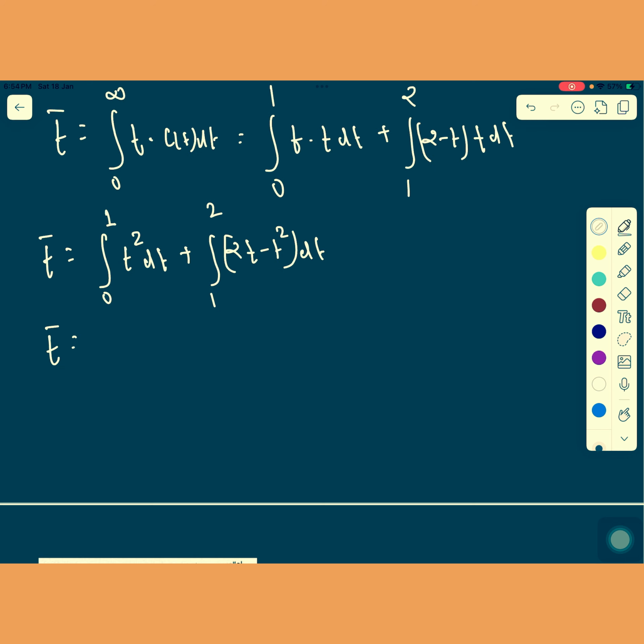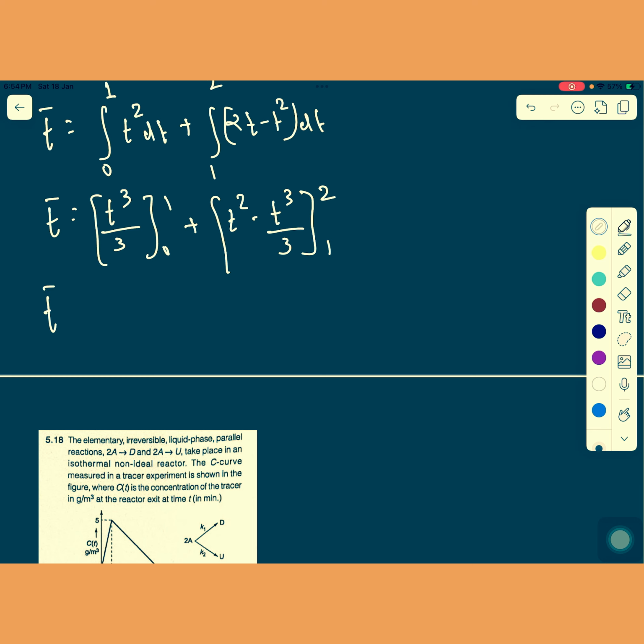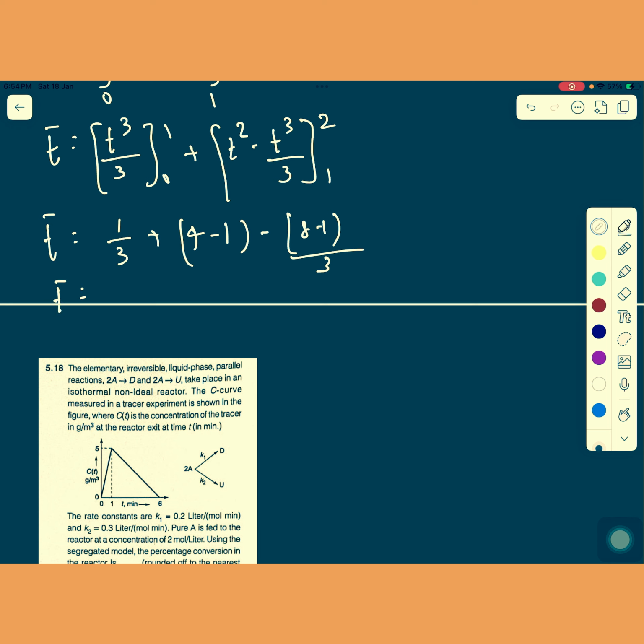So the value of t bar can be written as t cube by 3 from 0 to 1 plus t square minus t cube by 3 from 1 to 2. This is just a simple integration. That is 1 by 3 plus 4 minus 1 minus (8 minus 1) divided by 3. So t bar is 1 by 3 plus 3 minus 7 by 3, which is equal to (3 plus 6 minus 7... ) that is, 3 minus 6 by 3, equal to 1. So the mean residence time you will be getting is 1.